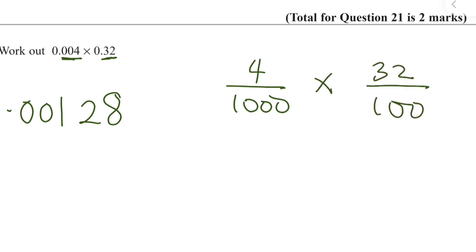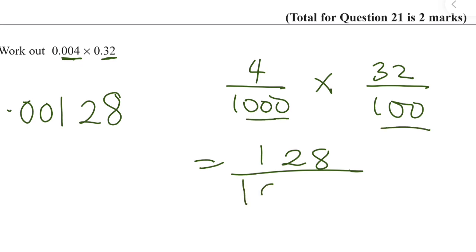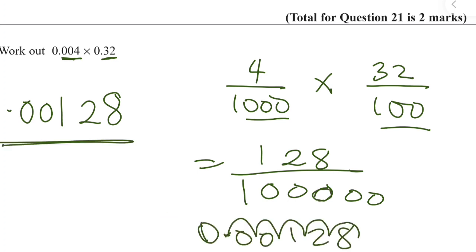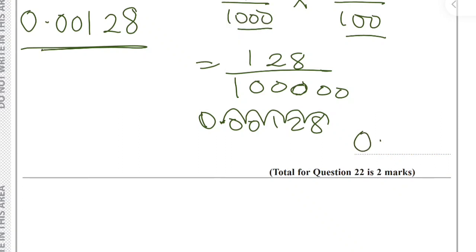Okay? Another method would be convert this to 4 over 1000, because that is 4000, multiplied by 32 over 100, because that is 3200. So 4 times 32 is 128 divided by 1 with how many zeros? 5 zeros. 1, 2, 3, 4, 5. So that is 0. So that's 0.00128.